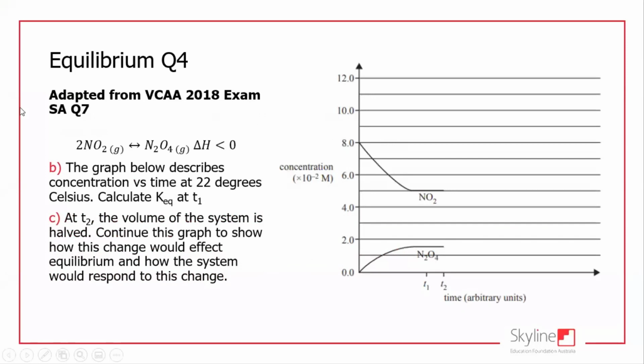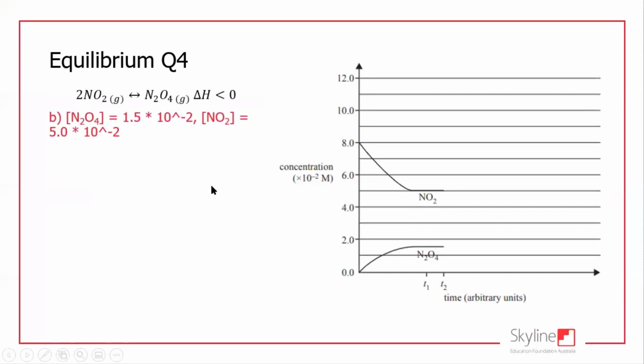Okay, the graph below describes concentration versus time at 22 degrees Celsius. Calculate KEQ at T1. So T1 is where they've reached equilibrium. At T2, the volume of the system is halved. Continue this graph to show how this change would affect the equilibrium and how the system would respond to this change. Okay, well, to calculate it out, all we're going to have to do is look at our concentrations.